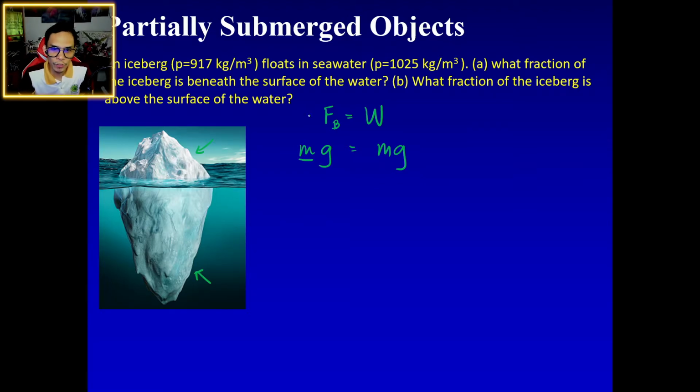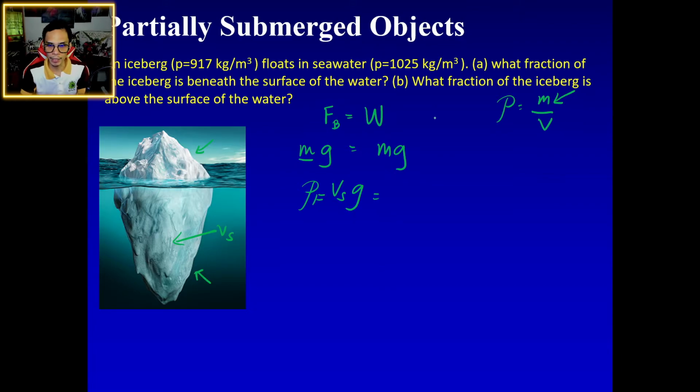In order to find this buoyant force, we need to use the density formula, density equals mass over volume. Since we are looking for the mass, we rearrange this formula, giving us P times V times g. The P over here is the density of the fluid. The V over here is the volume of the submerged object, V sub S. And g is the acceleration due to gravity.